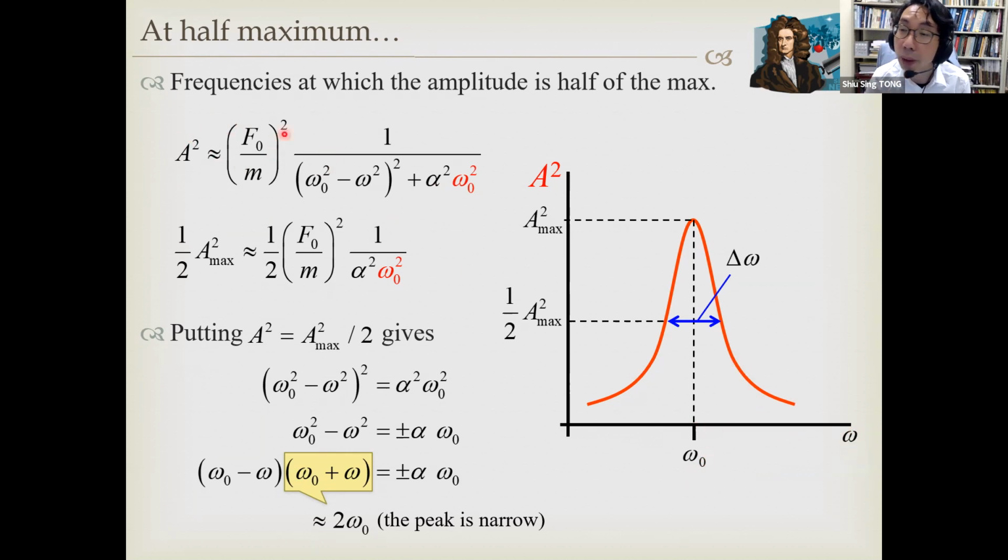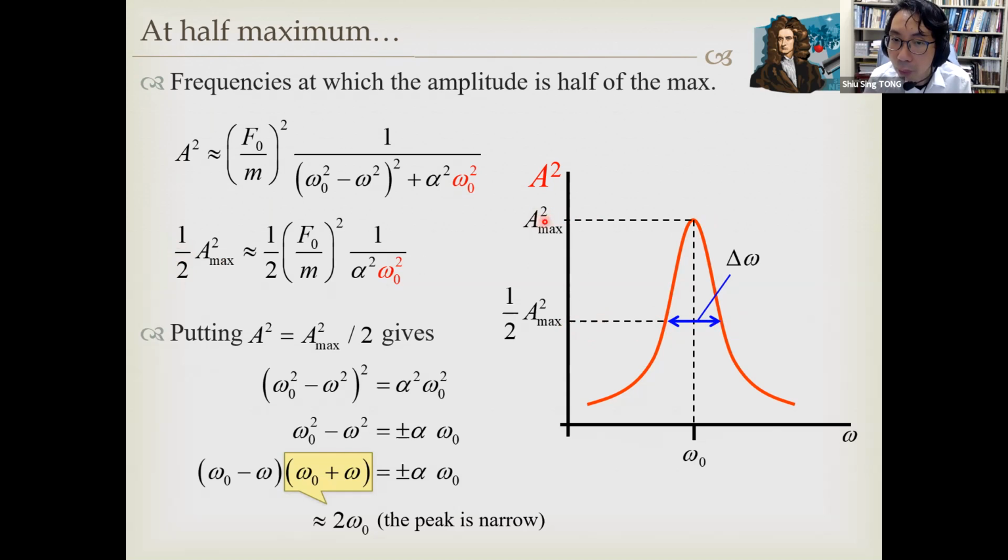Now, this is the formula. This is the general A squared, given by this, with the approximation that I assume omega equal to omega naught because I'm getting close to the resonance anyway. Now the maximum amplitude is given by this. Now I divide it by half. Why? Because I can define the width of the peak like this. This is the maximum.